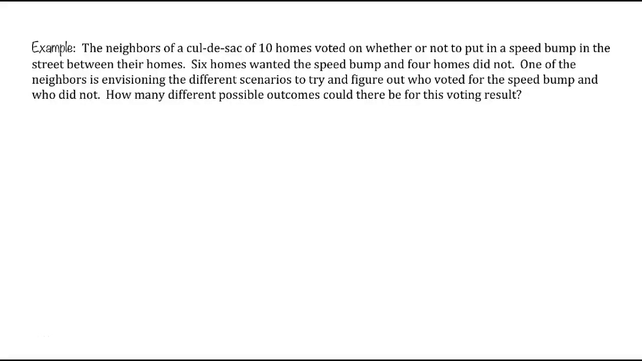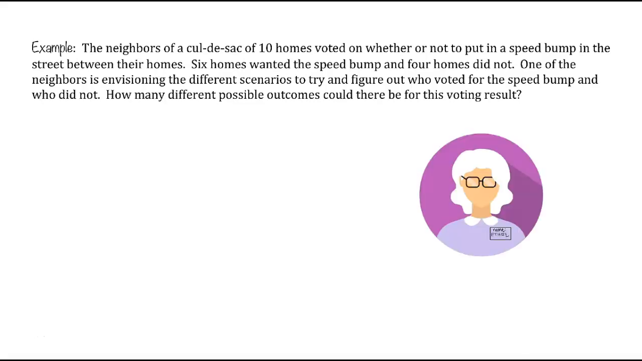The neighbors of a cul-de-sac of 10 homes voted on whether or not to put in a speed bump in the street between their homes. 6 homes wanted the speed bump and 4 homes did not. Meet Ethel. She's one of the neighbors, and she's trying to envision the different scenarios and figure out who voted for that speed bump and who did not. I gather she didn't vote for the speed bump and wants to know which people voted to slow her down.